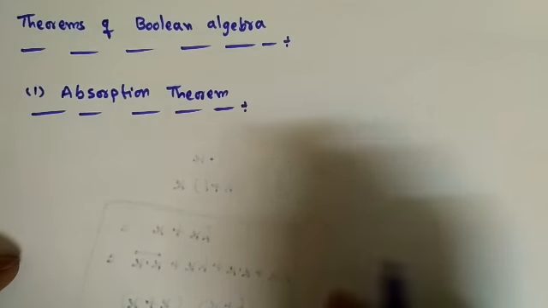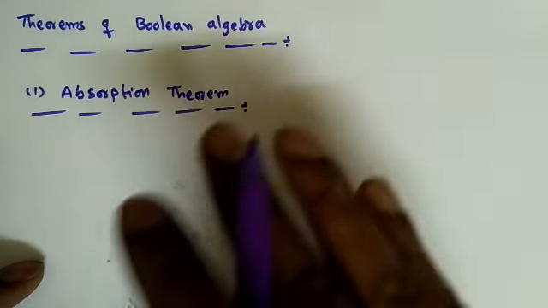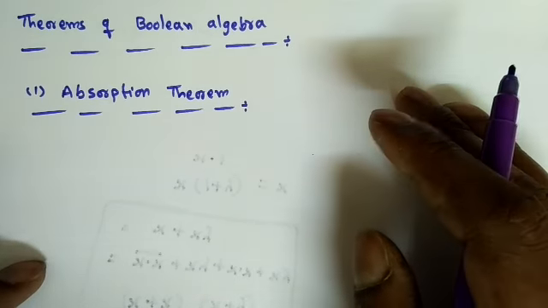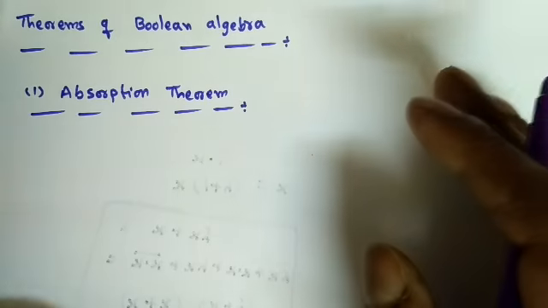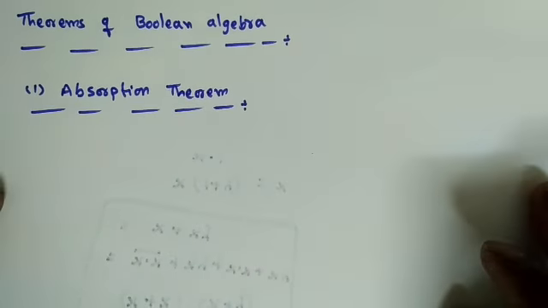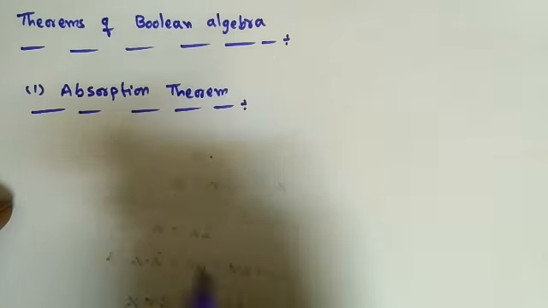Now we will see some theorems in Boolean algebra. These theorems are helpful when we simplify big logical expressions. Whenever there are so many variables or literals in a logical expression, we try to minimize it using these theorems. First one is the absorption theorem.